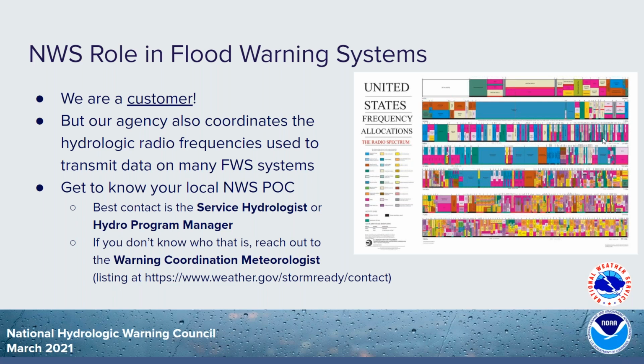So if you don't know your local hydrology contact at the National Weather Service, reach out to the warning coordination meteorologist. They'll put you in touch with the person that you need to talk to. And there's a website there on the screen, weather.gov/stormready/contact, that takes you directly to that map and will get you the name of at least somebody in the right office. Plus, the map is broken out by county. So if you don't know which office covers you, you can go to the state, go to the county level, and see which office you actually need to make contact with.